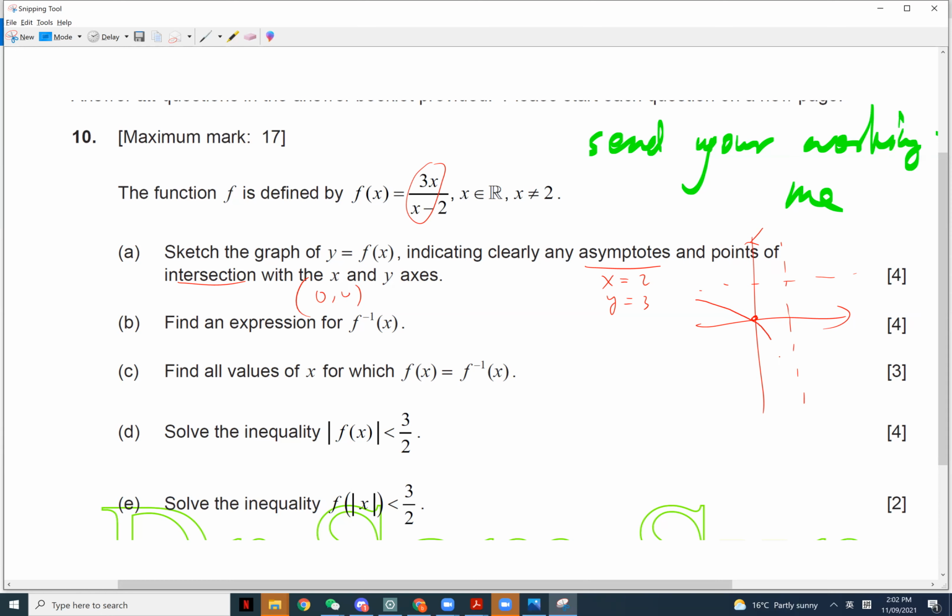So the curve, just make sure it's approaching the asymptote, approaching, not away. So you cannot sketch this way. Approaching. So that's the graph.